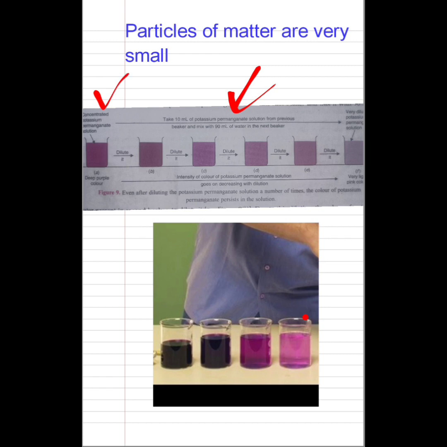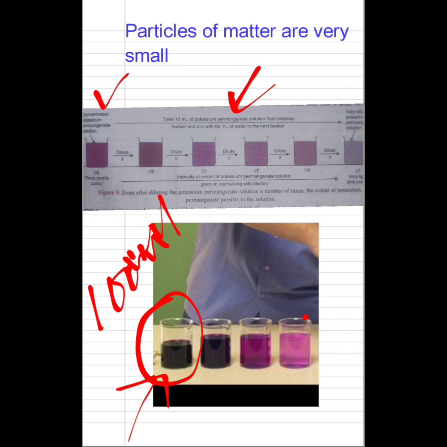We have taken a few crystals of potassium permanganate and we have dissolved them in 100 ml of water. Now what happens? As you can see, this picture is more clear to you. This is a very deep colored solution. Suppose this is a 100 ml solution of potassium permanganate.